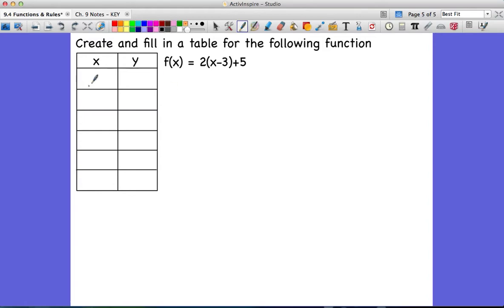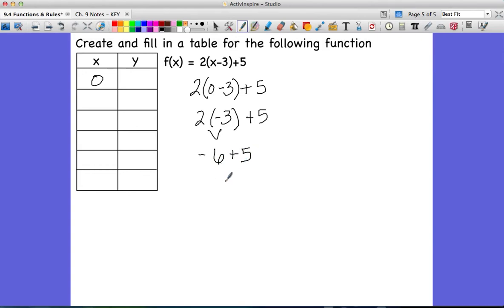So I'm going to choose 0 as my first input. And then I put in 0 wherever I see x. So it's 2 times the quantity 0 minus 3 plus 5. 2 times -3 plus 5. So 2 times -3 gives me -6 plus 5. -6 plus 5 would give me -1. So if I put in a 0, I get -1 as an output.